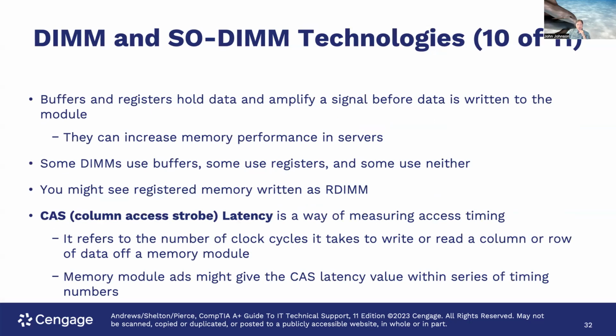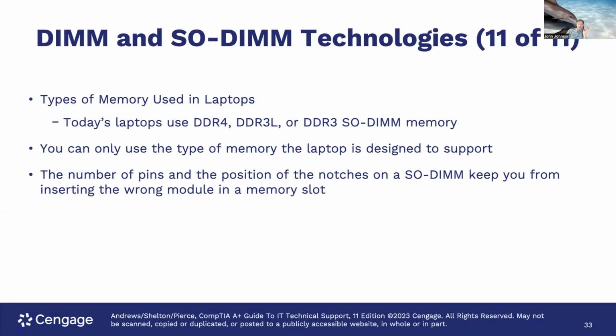So buffers and registers hold data and amplify a signal before data is written to the module. They can increase the memory performance in servers. Some DIMMs use buffers such as registers, and some use neither. You might see registered memory written as RDIMM. CAS, the column access strobe, latency is a way of measuring access timing. It refers to the number of clock cycles it takes to write or read a column or row of data off the memory module. The memory module might give the CAS latency value within a series of timing numbers.